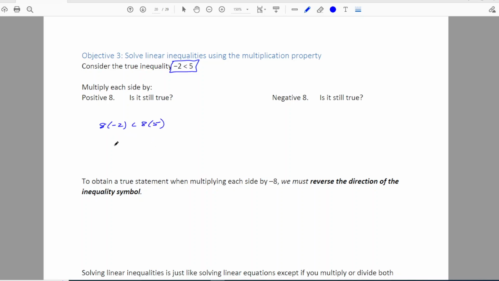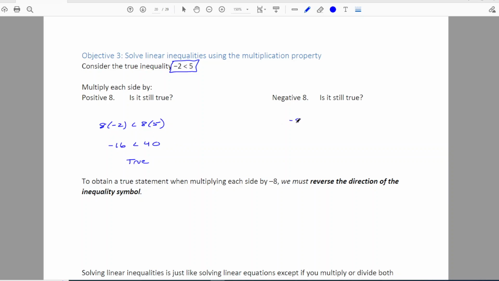So for example, 8 times negative 2 is negative 16. 8 times 5 is 40. Is this still true? Is negative 16 less than 40? It's true. So it's all good. I'm allowed to multiply by 8.